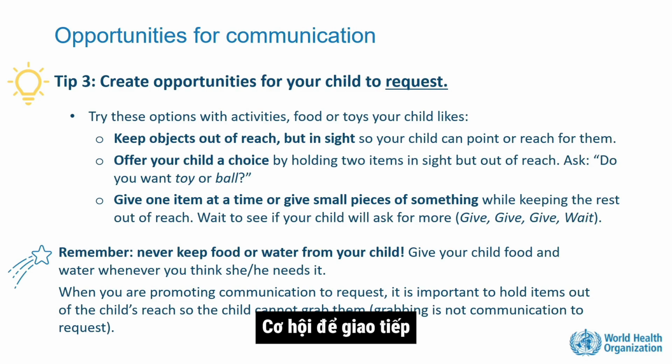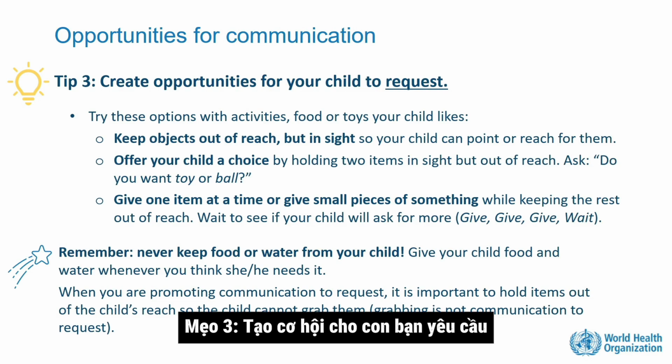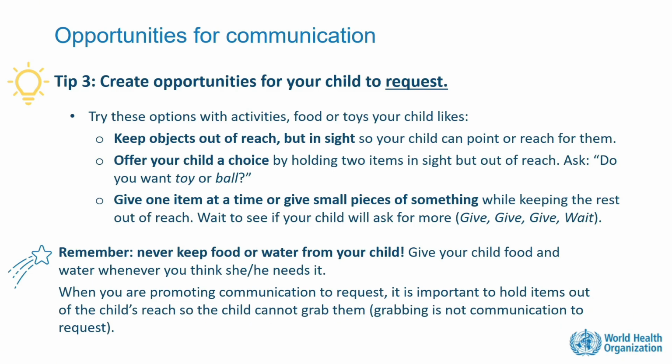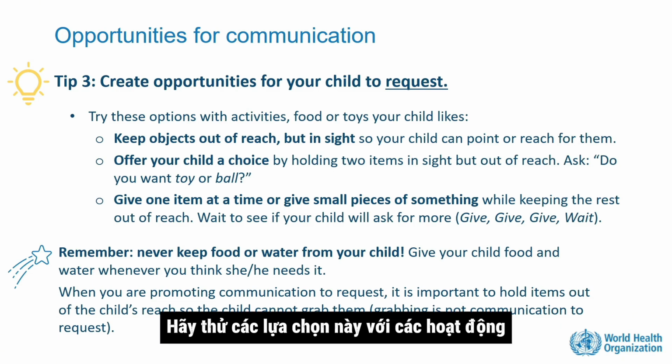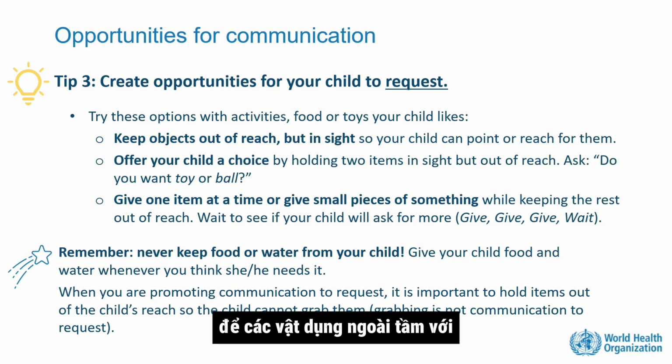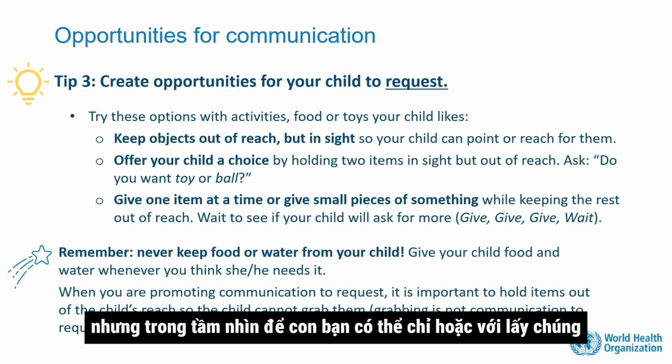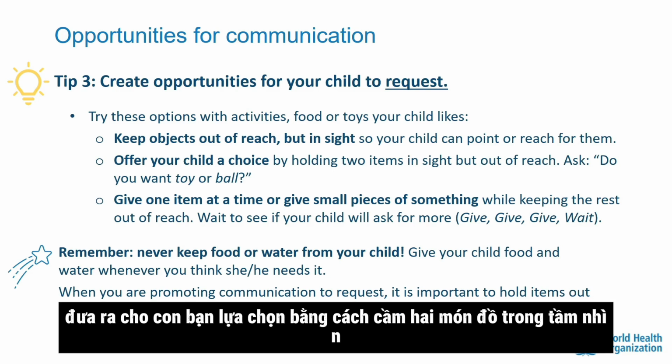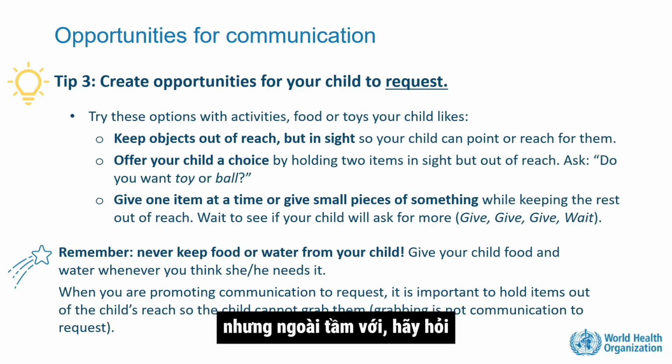Opportunities for communication. Tip 3. Create opportunities for your child to request. Try these options with activities, food, or toys your child likes. Keep objects out of reach, but in sight, so your child can point or reach for them. Offer your child a choice by holding 2 items in sight but out of reach.